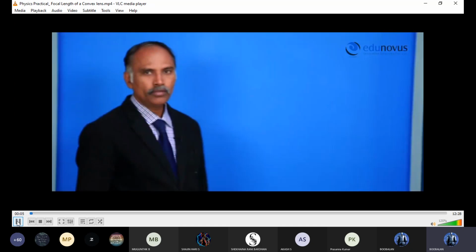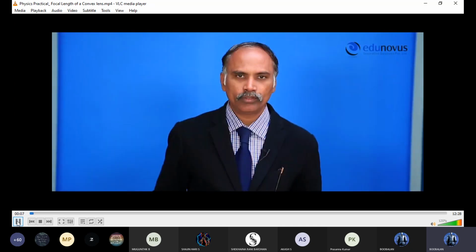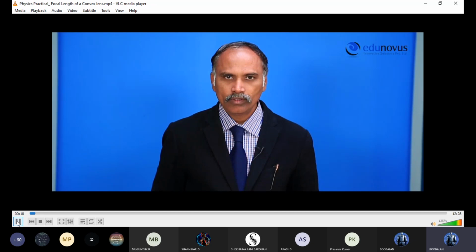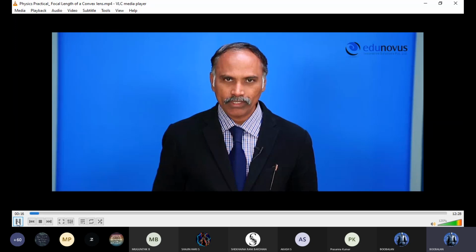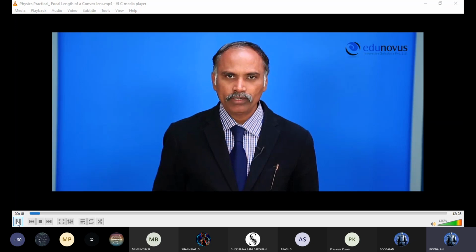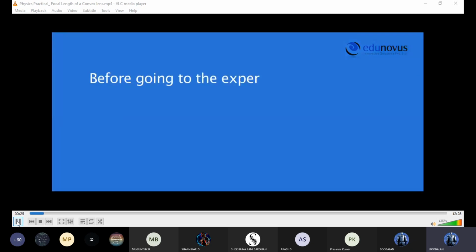Welcome to EduNow's practical session of focal length of a convex lens. In this session, we will determine the focal length of a convex lens by distant object method and UV method. Before going to the experiment, let us go through the terminology associated with the convex lens using a ray diagram.